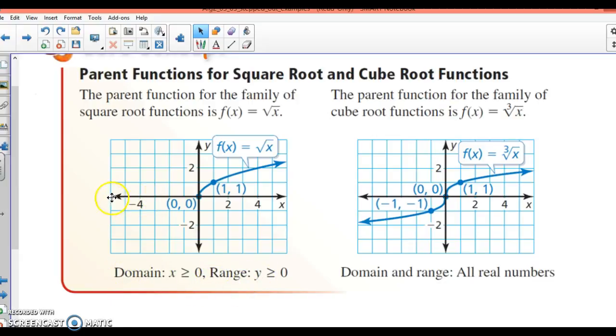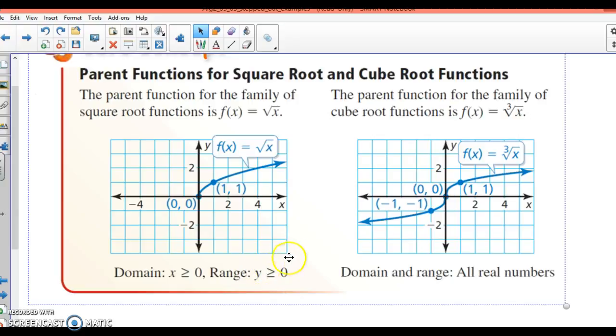So my domain here, if I'm looking at this graph, I don't see any part of my graph down here until I hit the origin. So I know that my domain is where x is greater than or equal to 0. Then looking at my range, I look at all my y values, and I see I don't have any part of my graph below the x-axis, so I know that my range is y is greater than or equal to 0.